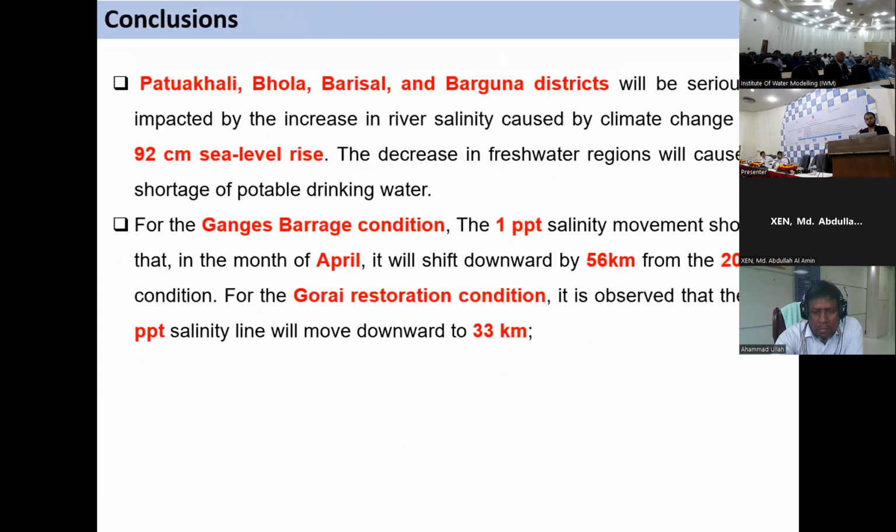So in summary, what are our findings? For 92 centimeter sea level rise condition, the freshwater areas, Patuakhali, Bhola, Barishal, Bagerhat districts will completely no longer be freshwater zone. And Ganges barrage is more effective than Gorai restoration condition.